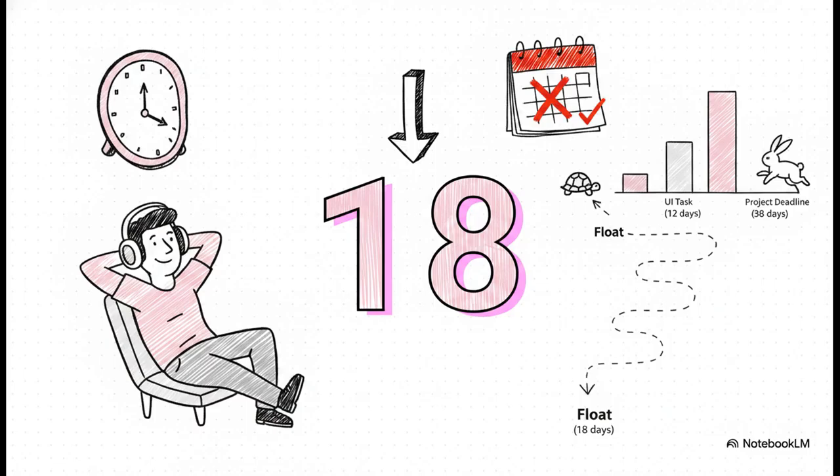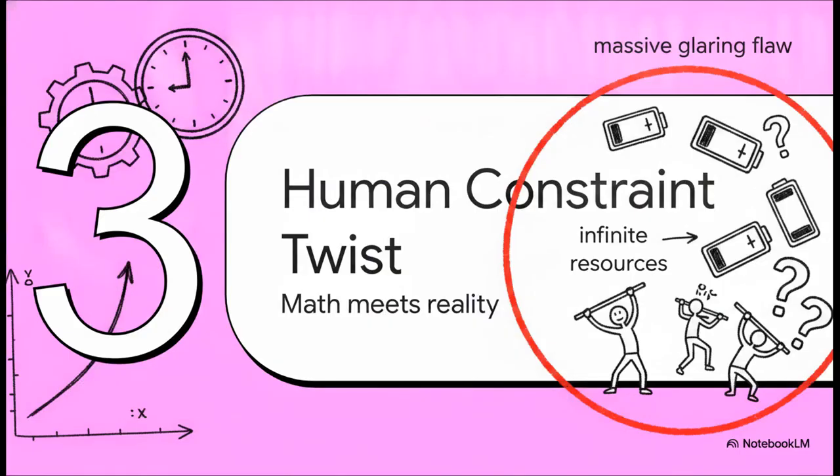Mathematically, it guarantees that UI won't be your bottleneck. Or, well, so the theory goes. Your UI team could theoretically sit on their hands, start their 12-day task nearly 3 weeks late, and the overall 38-day project deadline would still be perfectly safe. Crazy, right? Section 3. The human constraint twist. Okay, so mathematically, our project is totally flawless.